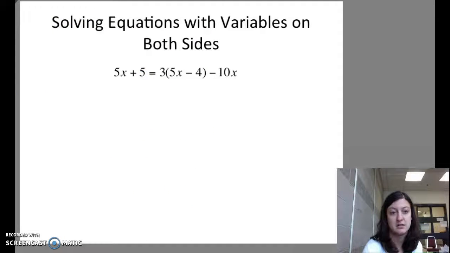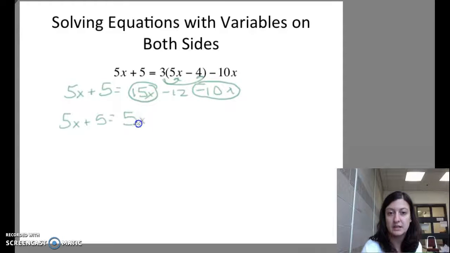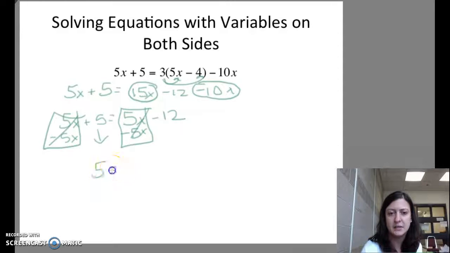Flying through this here. Okay, simplify each side. This side's already simplified. First thing I'm going to do is distribute. 15x minus 12 minus 10x. Now I'm going to combine terms. 10x minus 15x, 5x plus 5 equals 15 minus 10 was 5x minus 12. Second step, combine the variables first. I'm going to subtract 5x from both sides. And look at this. That cancels. And that cancels. So now I'm left with 5 equals negative 12.